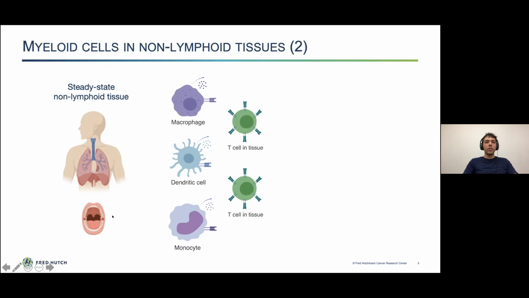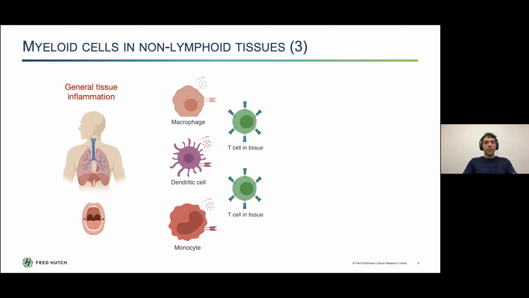So you can imagine that if you're having any insult to a non-lymphoid tissue, be that a bacterial infection or a tissue injury, then the function of these antigen-presenting cells will change. They might secrete different cytokines, they might secrete different chemokines, or they might start upregulating certain co-stimulatory molecules. And this will, of course, influence T cell function.